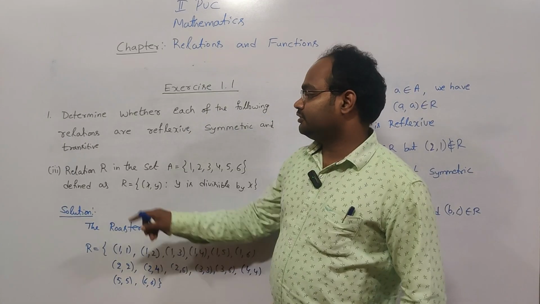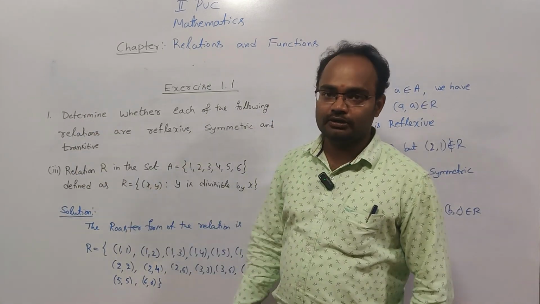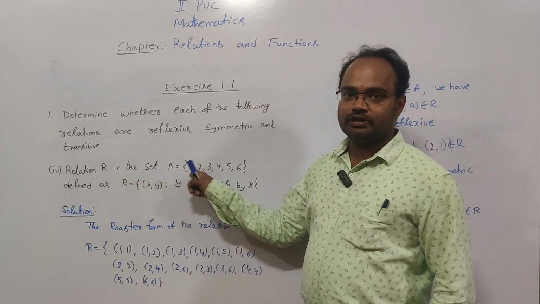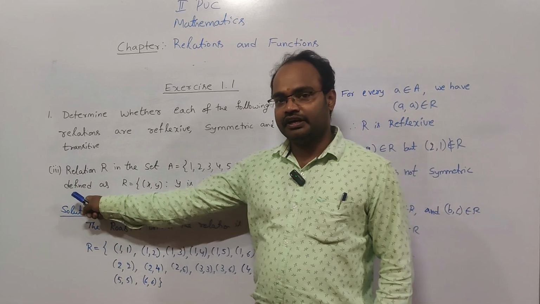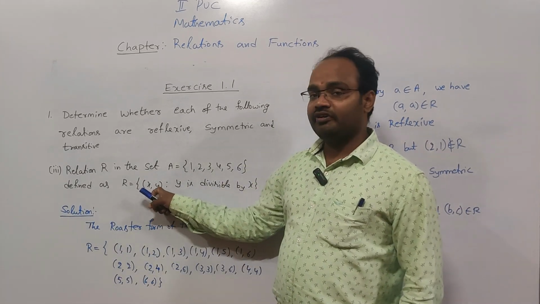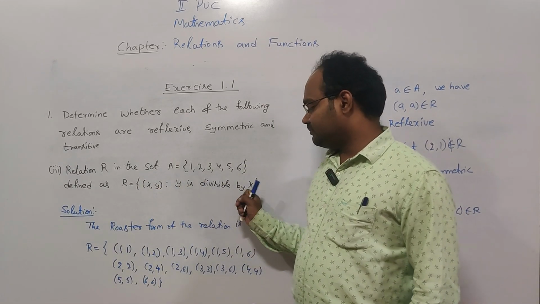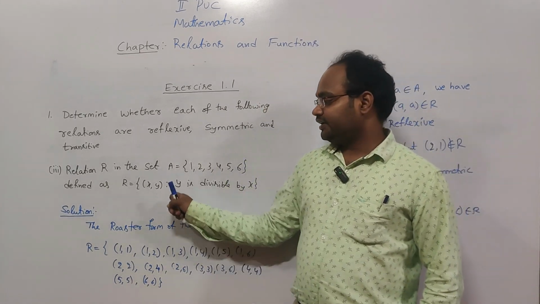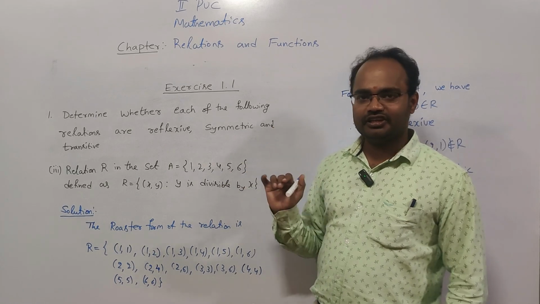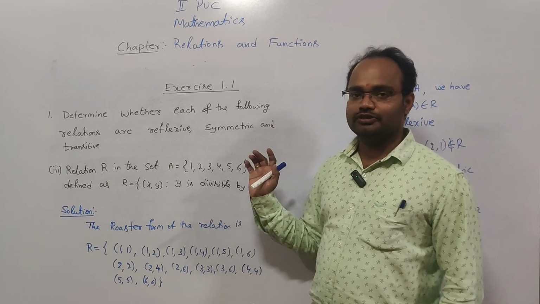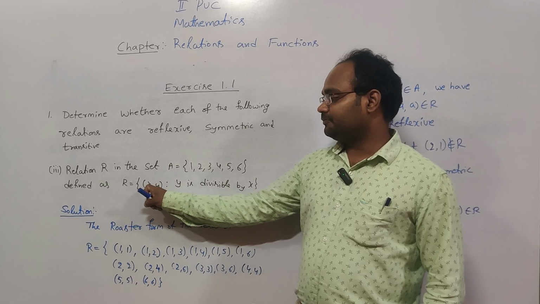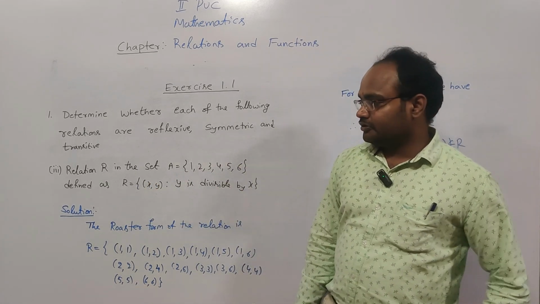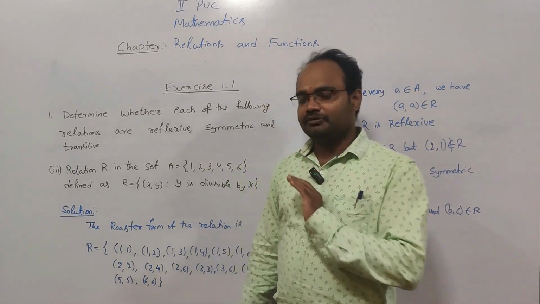Okay. Next, third sub question in question number 1. R in the set A is equal to {1, 2, 3, 4, 5, 6} defined as (x, y) such that y is divisible by x. Y is divisible by x, or x divides y, the meaning is the same. That means the first element divides the second element in the ordered pair. So let us write the roster form of this relation.